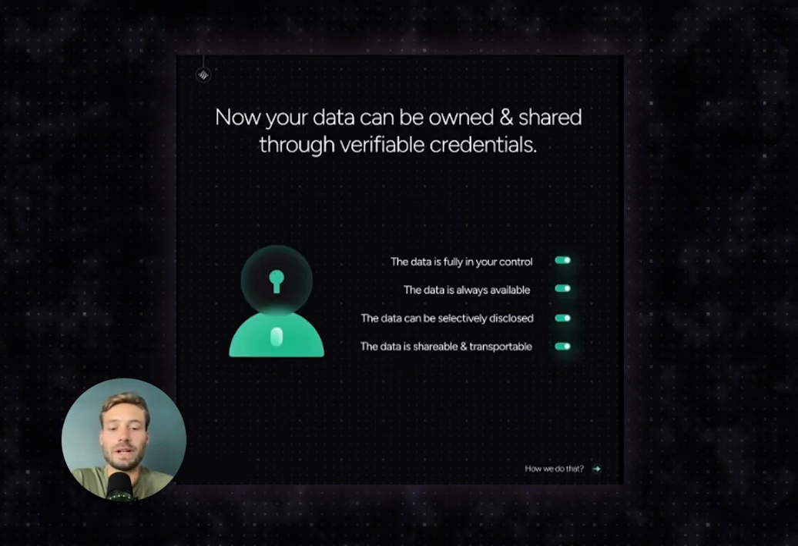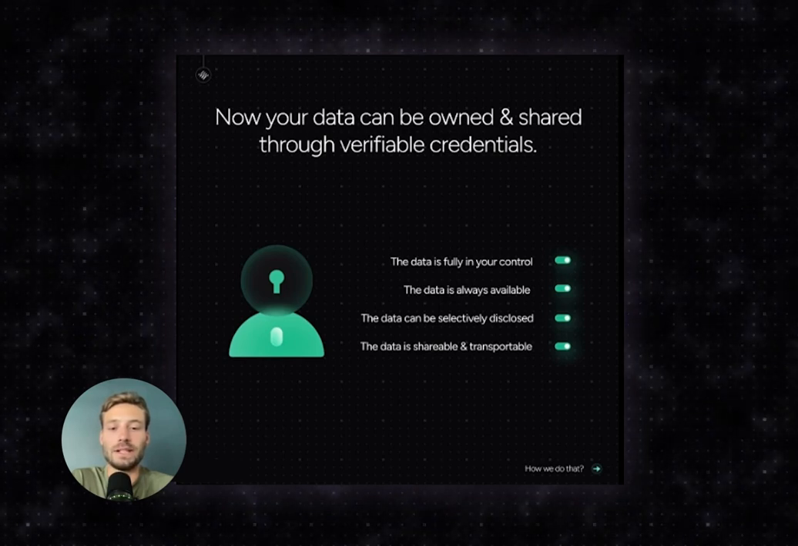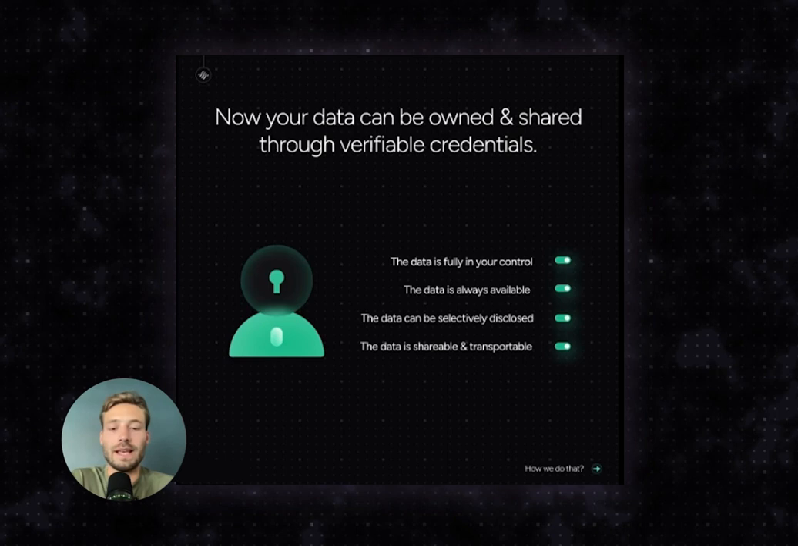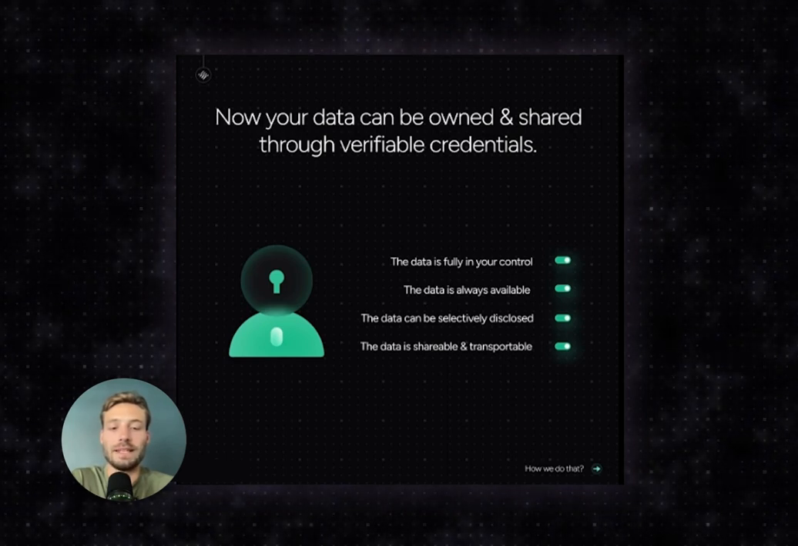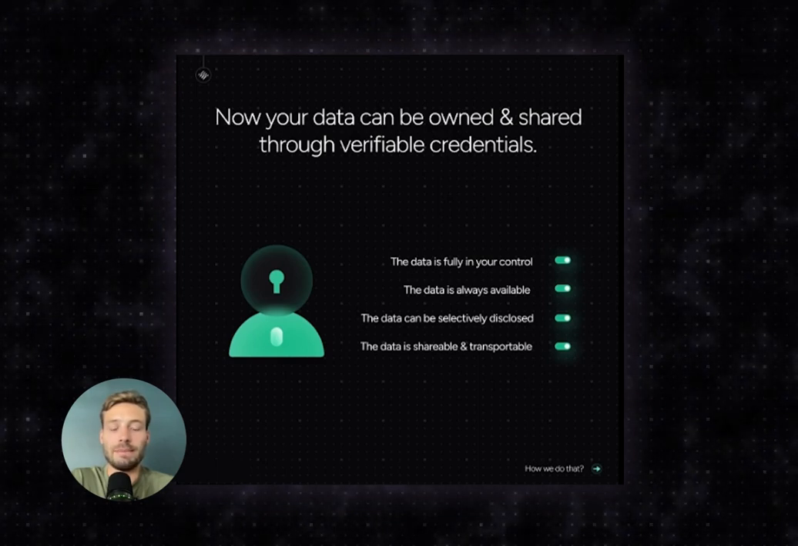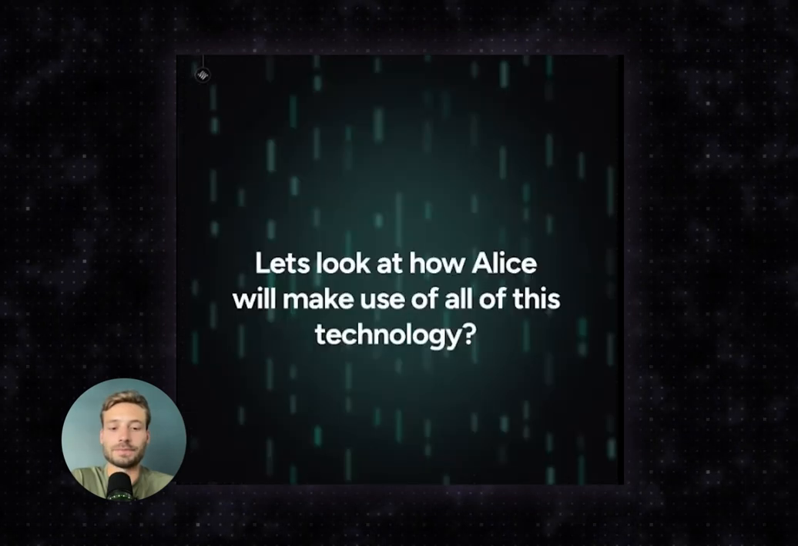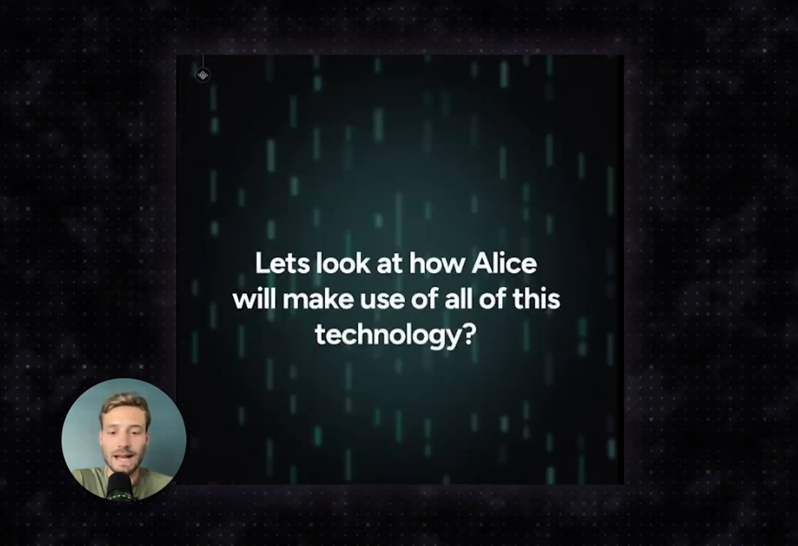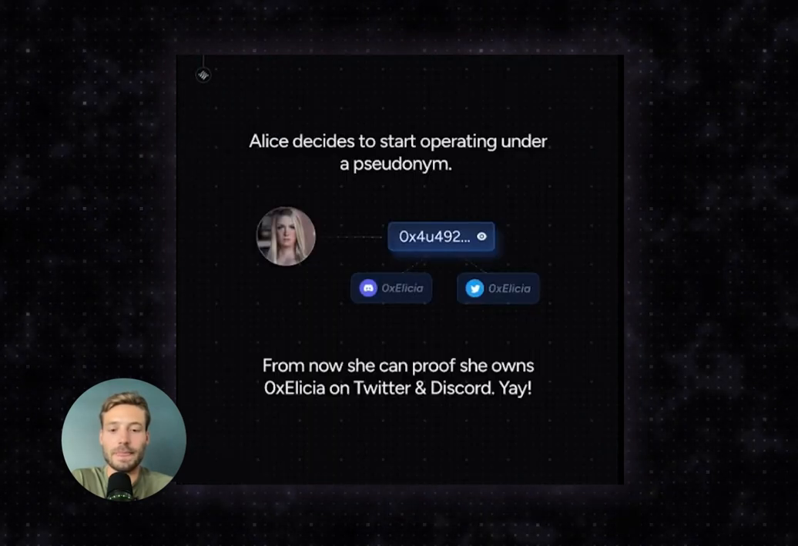So now we've reached our final destination. Now your data can be owned and shared through verifiable credentials. And we've fulfilled all of the requirements of a self-sovereign identity. The data is in your full control, the data is always available, and the data can be selectively disclosed and is shareable and transportable. Now let's look at how Alice will make use of this complete technology set.